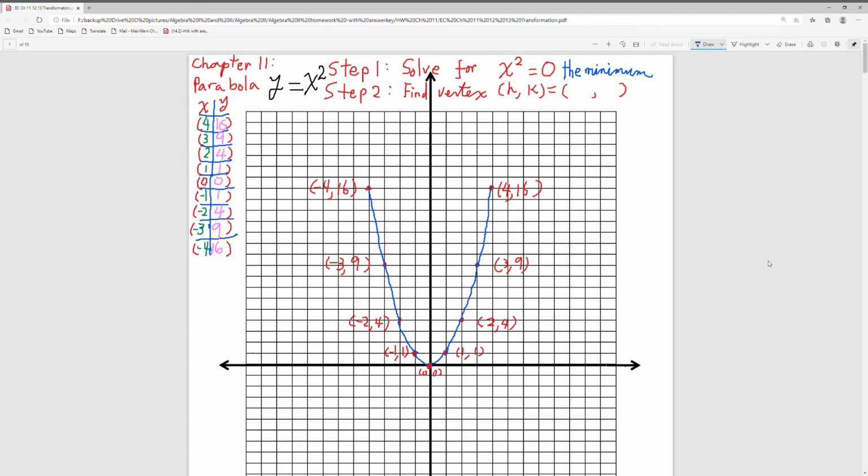Now, because graphing the parabola is not that hard, I would like to use this opportunity to extend the concept to prepare for chapter 12 and chapter 13, because we have more complicated graphs in chapter 12 and chapter 13. And the new concept from chapter 11, we call this transformation.